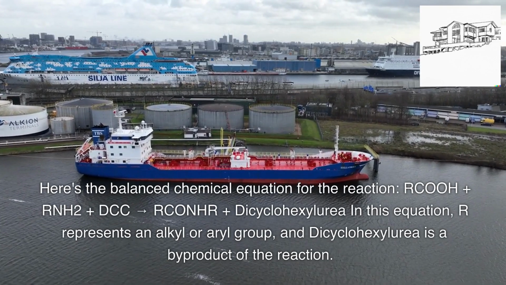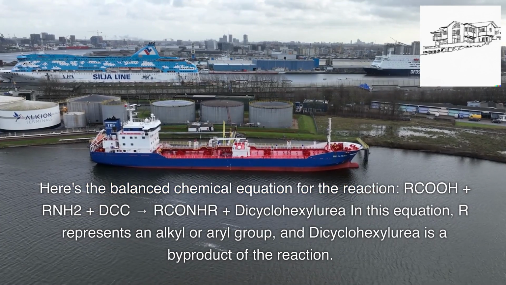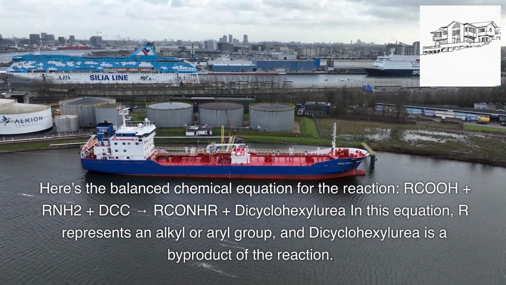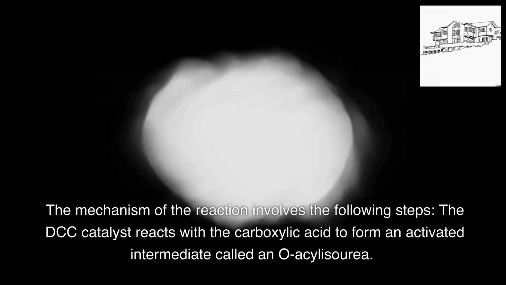RCOOH plus RNH2 plus DCC yields RCONHR plus dicyclohexylurea. In this equation, R represents an alkyl or aryl group, and dicyclohexylurea is a byproduct of the reaction. The mechanism of the reaction involves the following steps.